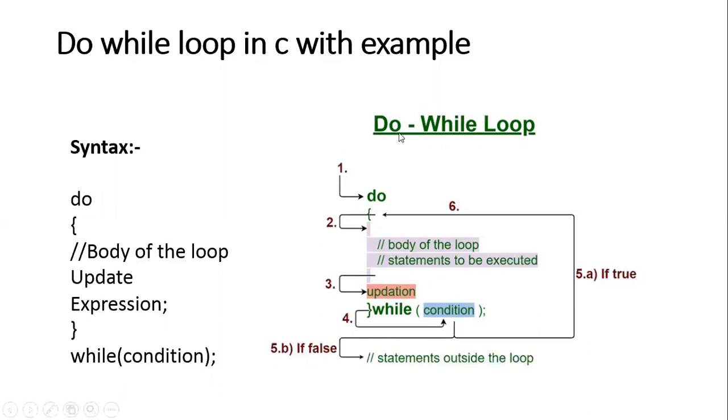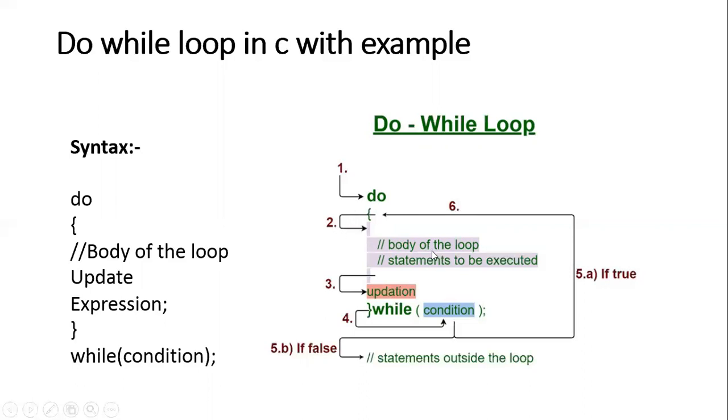That's it, very simple. Now for the do while loop, you can see the control flow steps. First, it will enter into the do. Second, it will enter inside the body of the loop. Whatever statements are available will be executed. After executing the statements, it will go to the updation, i plus plus or i minus minus, increment or decrement. That is left to you. Again it will enter the while condition. If the condition is satisfied, it is true, so it will come back to the do and repeat the same procedure.